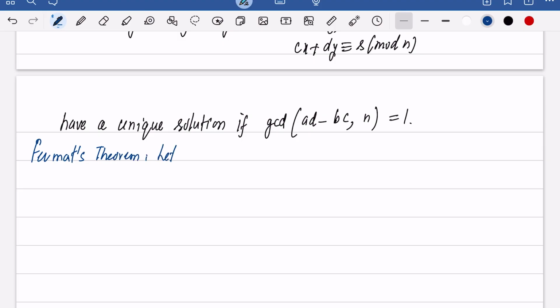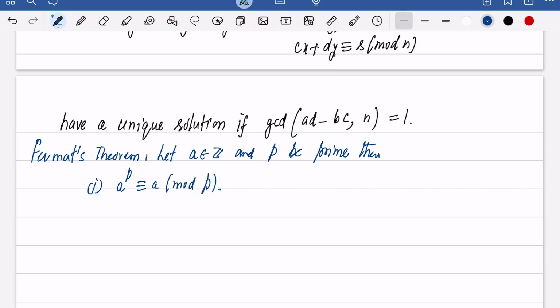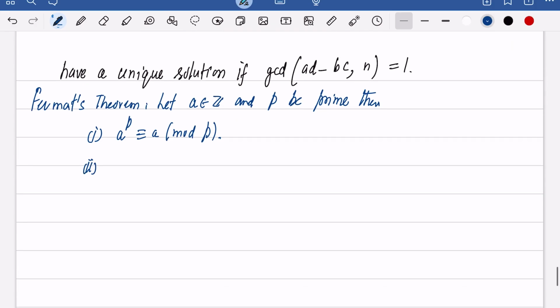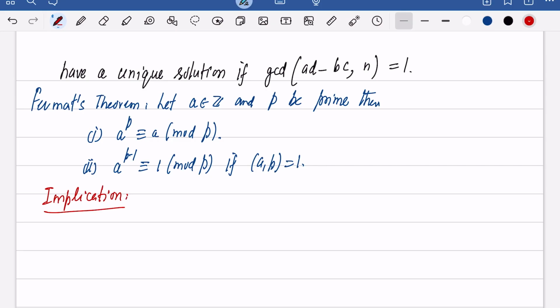Let a belong to the set of integers and p be prime. Then the first case is a^p is congruent to a modulo p. This congruence is always true. The second congruence is a^(p-1) is congruent to 1 modulo p, but here we have a condition: a and p must be relatively prime. Otherwise this is not true. Now this has an implication of Fermat's theorem.